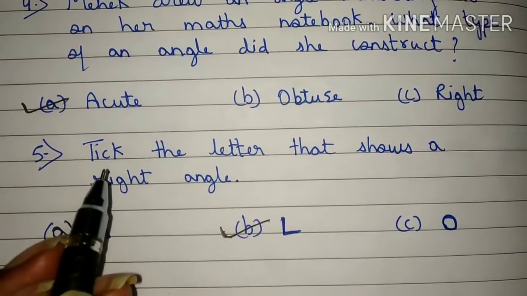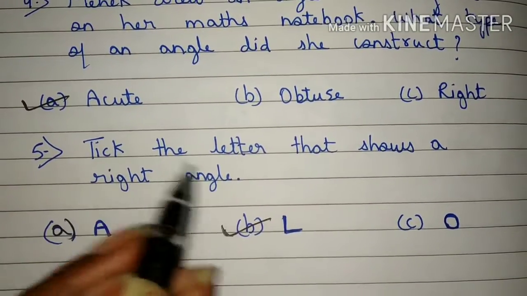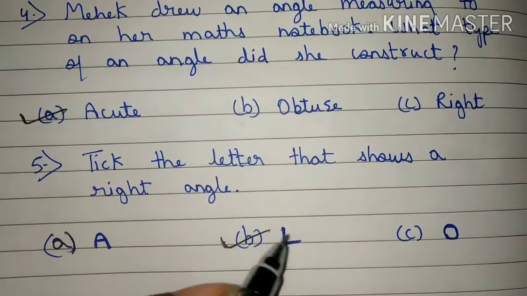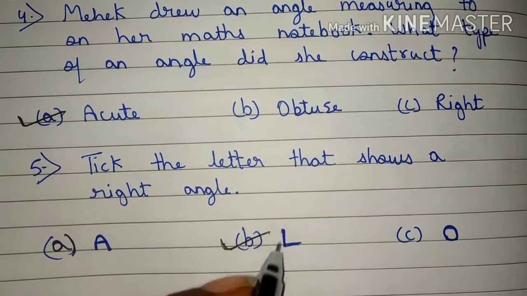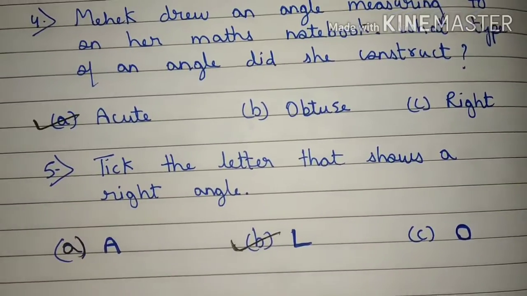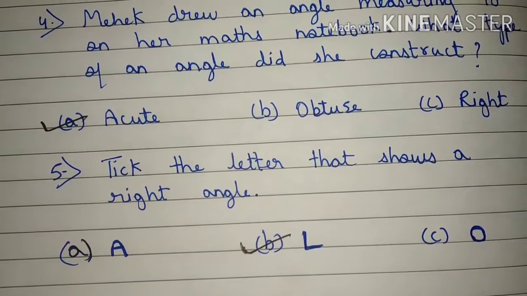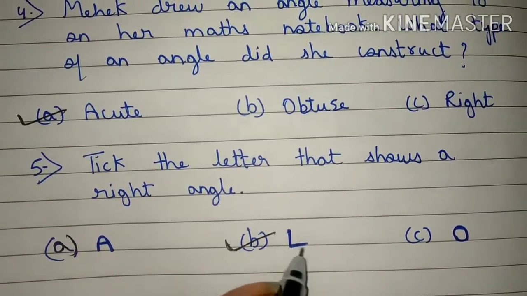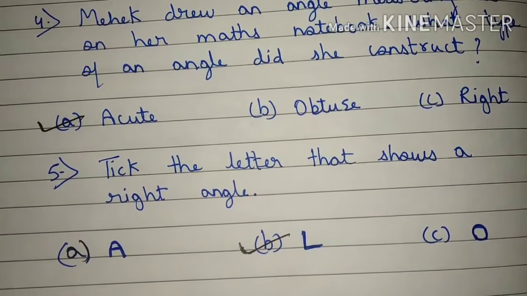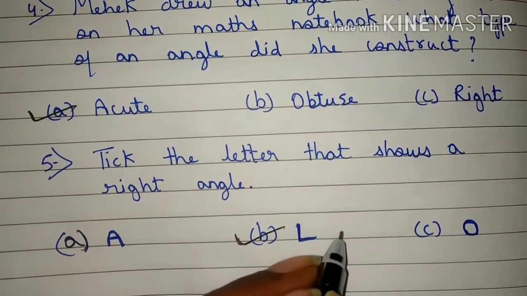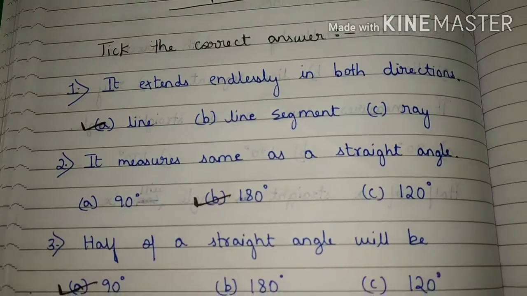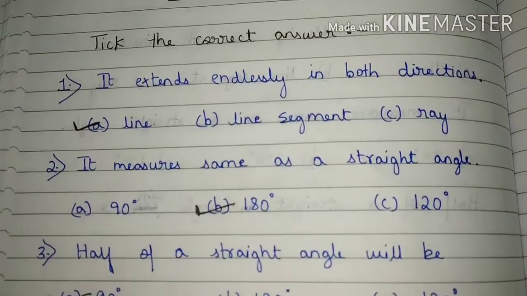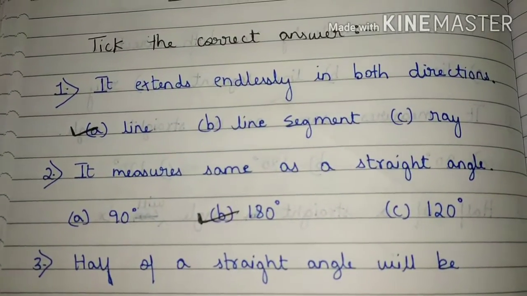Students, we know that a right angle looks like the English letter L. So, option B, L, is the correct answer because a right angle measures 90 degree and it looks like the English letter L. So, option B, L, is the correct answer. Students, just tick the correct answers. You have to write it in your copy and show me in your WhatsApp class group.